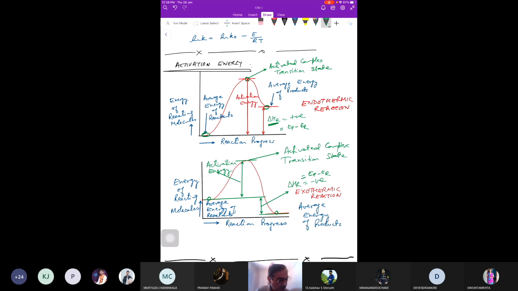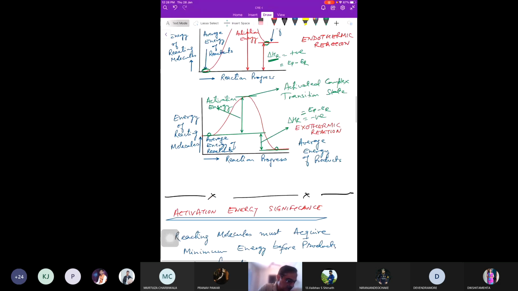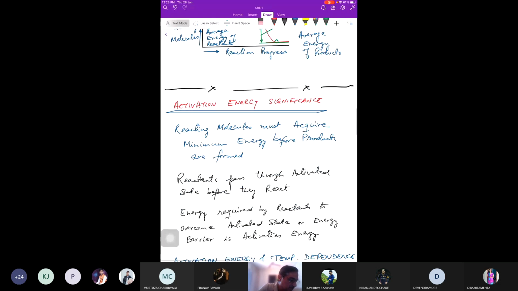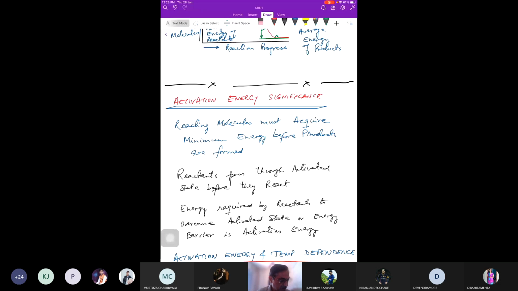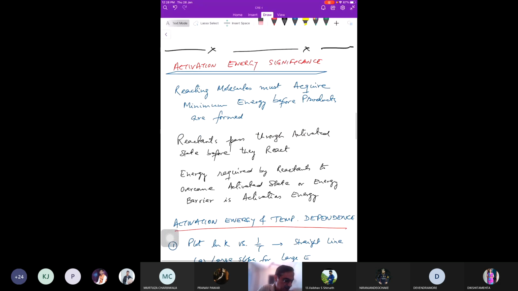Okay? Any questions on activation energy? Okay, so let's proceed further. No questions. So what is the significance of activation energy? Reacting molecules must acquire minimum energy before products are formed. That's what you said, right? They had to cross that energy barrier before they can react. The reactants pass through an activated state before they react. The energy required by reactants to overcome the activated state or energy barrier is the activation energy.